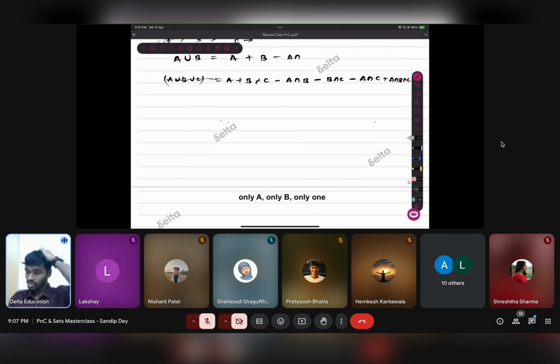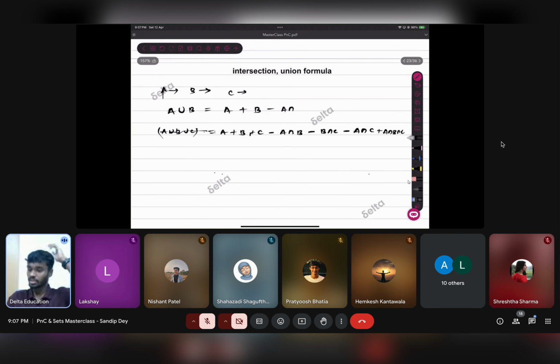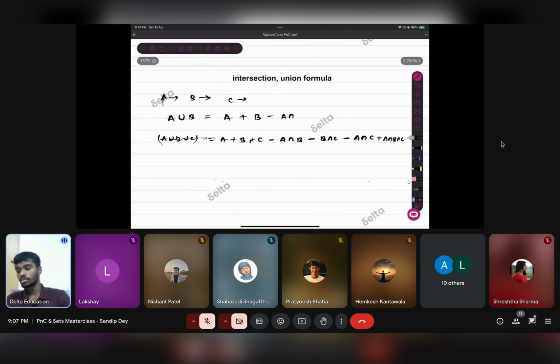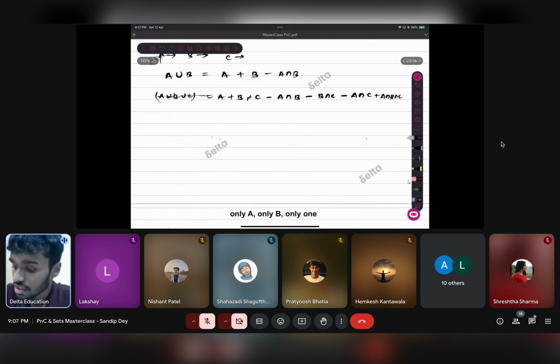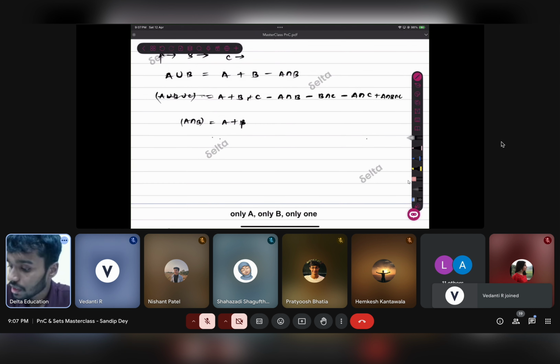Okay, so these are the two major intersection union formulas. You can also get the intersection formula from here. Basically, if I want to get the value of A intersection B, I can just write it as A plus B minus A union B, right?